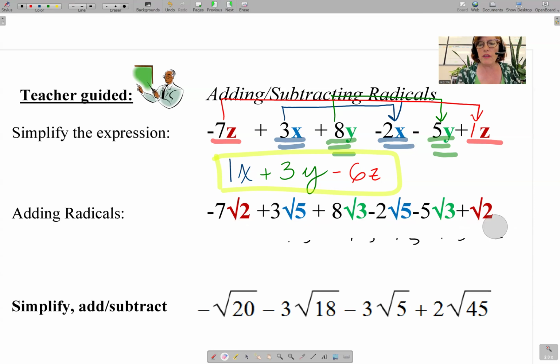So once I've determined I can't simplify, then you simply add and subtract alike kinds, just like you do the variables. So I'm going to collect my root 2's, underline. I'm going to double underline my root 5's, triple underline my root 3's.